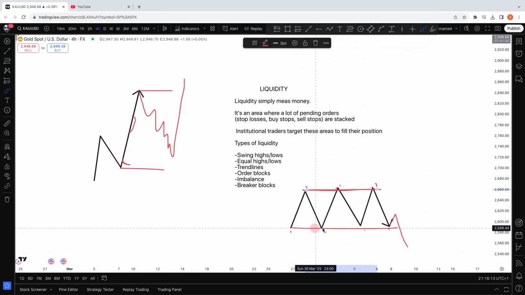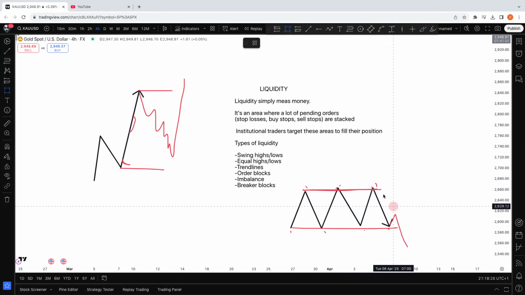And those buyers that took losses, since this breakout has happened to the downside, are now going to believe that price has broken down, which means let's take sell positions. So what are they going to start looking for? They will be looking for the order block that was responsible for this break.